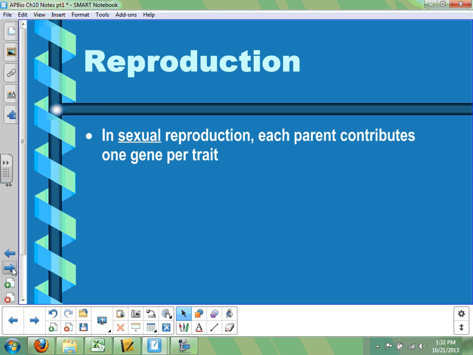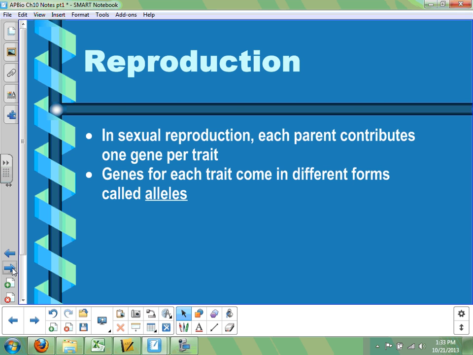Now, on the flip side of this, with sexual reproduction, the key concept here is that each parent is going to contribute only one gene per trait. Now, one of the fallacies some people have about sexual reproduction is they think it always requires two parents. You can have one parent playing the role of both the mother and the father, although this is definitely not something that happens in humans. This is something that happens very frequently in plants. A tree may be both the mother and the father in producing seeds.